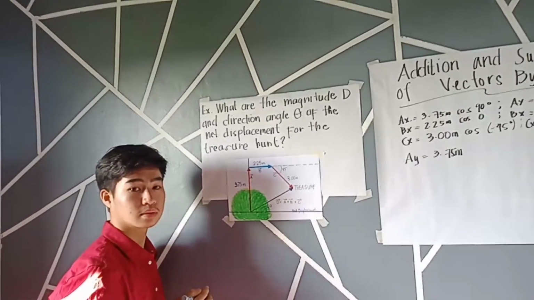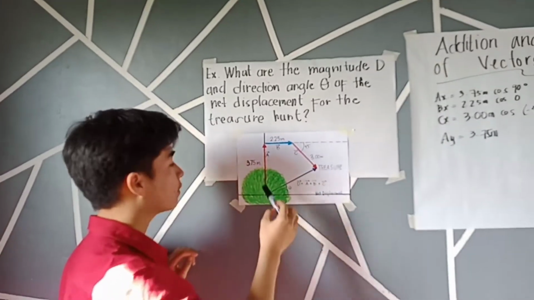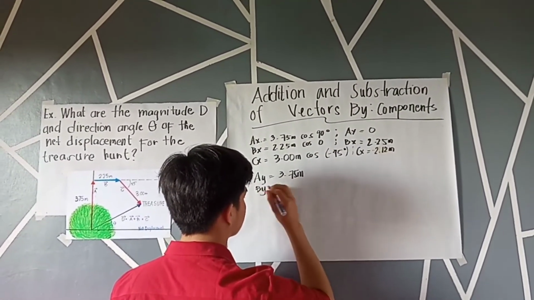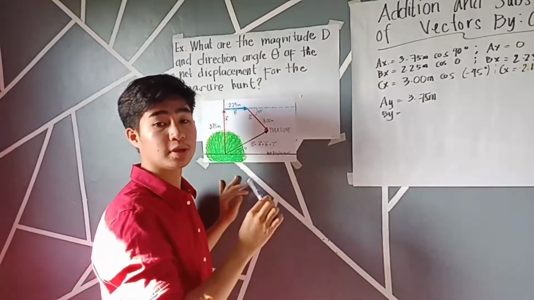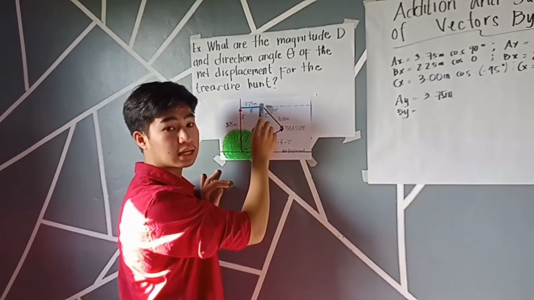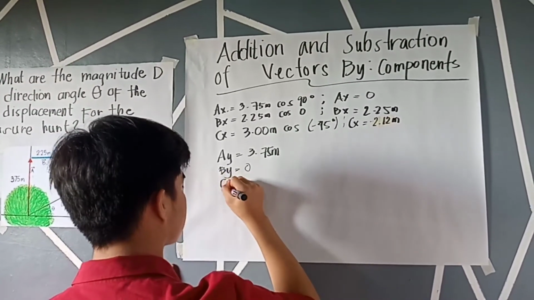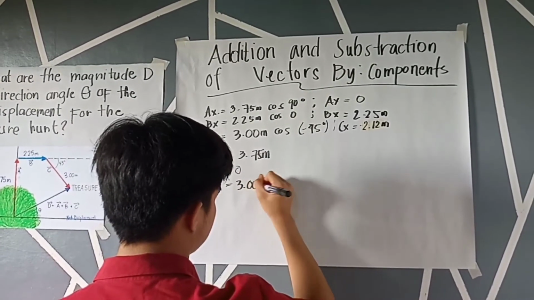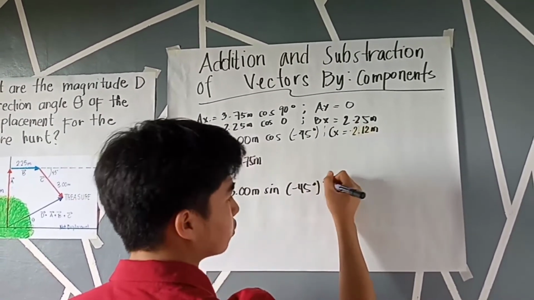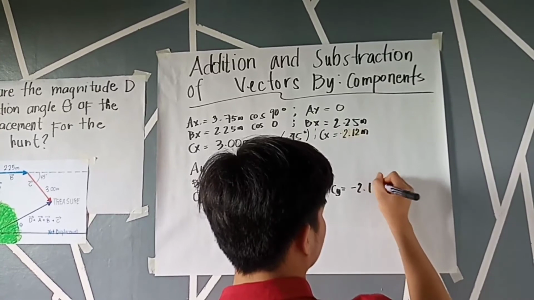Look here. Okay? Because it is on the positive y-axis. So for BY, we don't have BY, because vector B is equal to magnitude 2.25 meters lying on the x-axis, so that is equal to 0. For CY, we have 3 meters sine negative 45 degrees. So now, CY is equal to negative 2.12 meters.